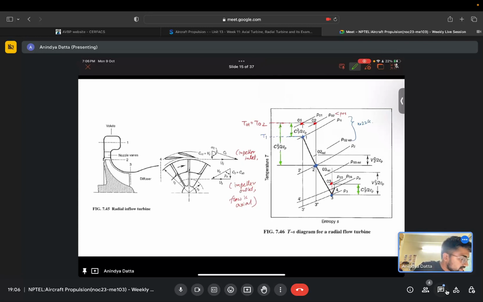Then we have the exhaust diffuser. Across the diffuser we know that the static pressure increases and the velocity decreases. That is what happens finally in the exhaust diffuser. Okay, any questions on this?